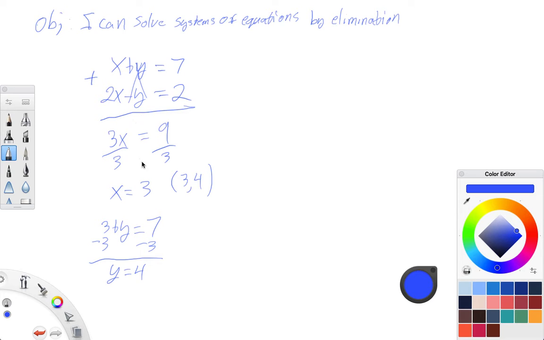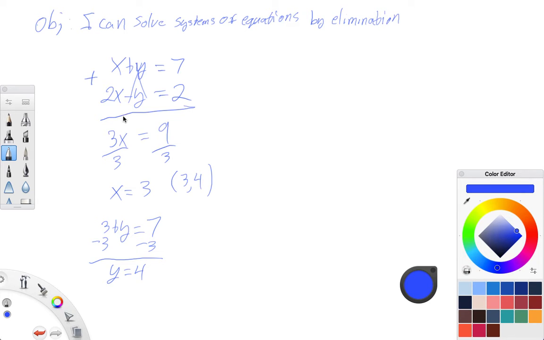Okay, so the things to remember when doing this is that you can do anything to these equations to manipulate them as long as you do it to both sides. Okay, so I'm going to give you another one to try, and then I'll go through it.